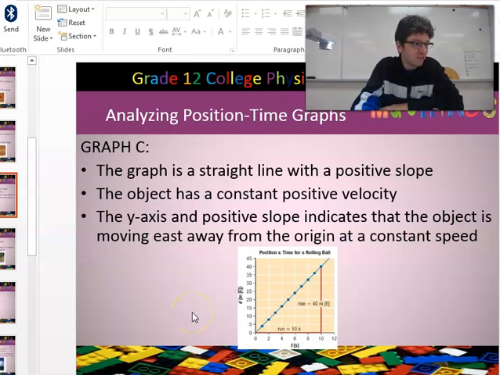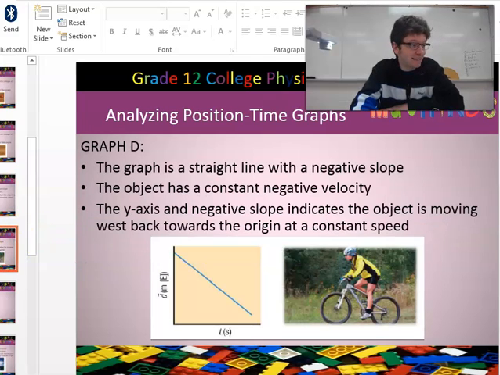Okay, so let's try to analyze it a little bit more. We know that it's a constant velocity, so a linear line means a constant velocity. But we also know it is a positive velocity because the slope is actually a positive value, right? You could have a negative slope, as in this case right here. So in this case, we have a negative slope. So that means the velocity is negative.